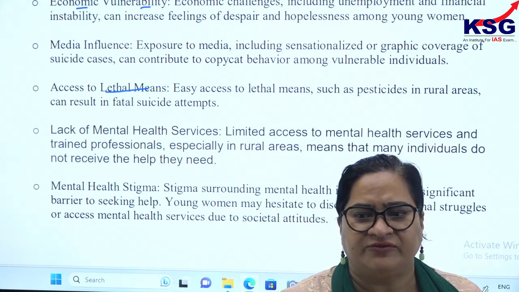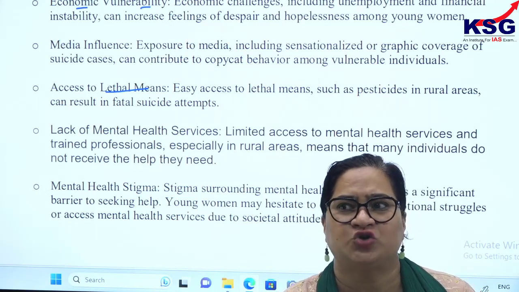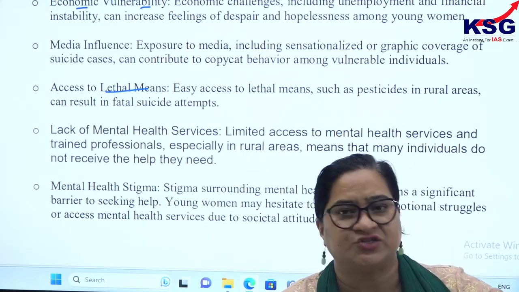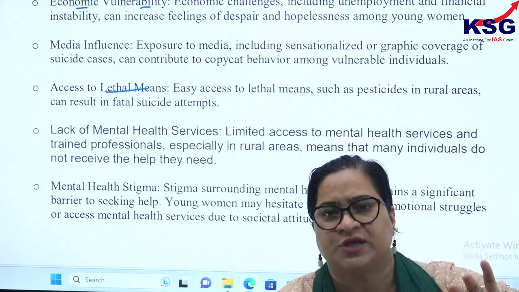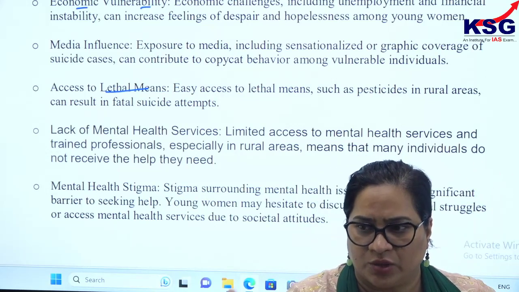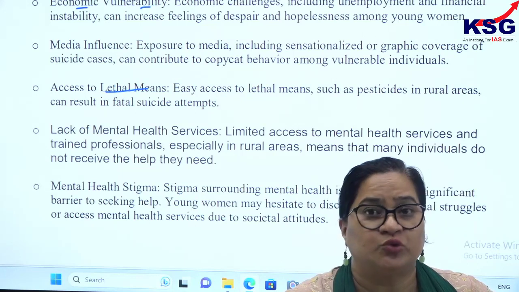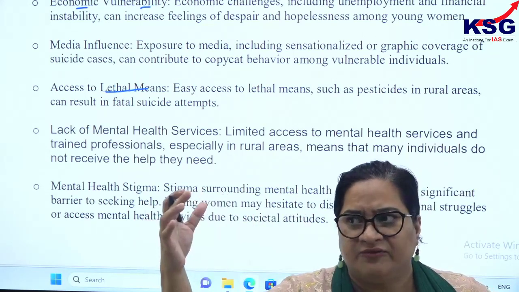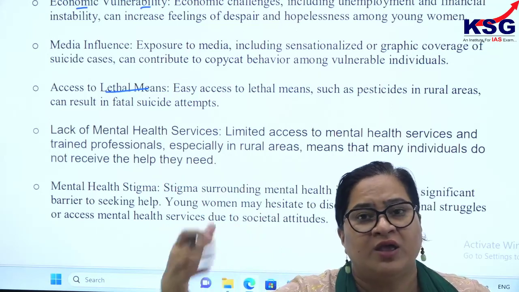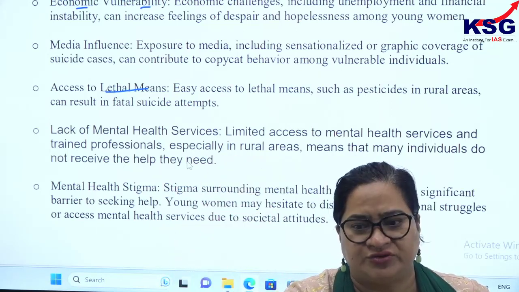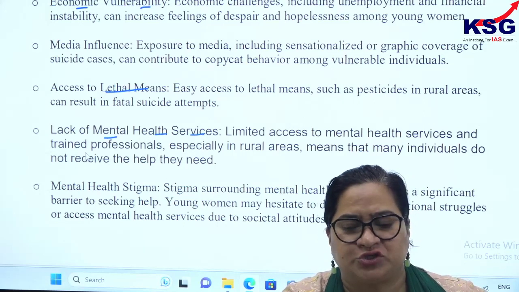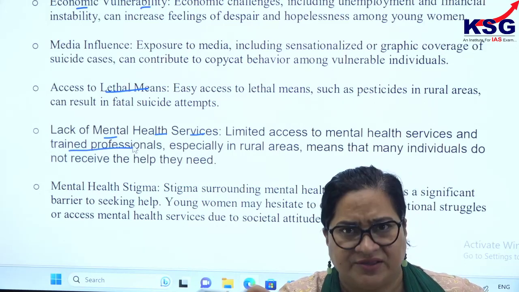So it was observed that access to pesticides or rat poison encouraged it, or even access to kerosene that a person could just spread on oneself and then douse into fire. So that was also found to be leading to suicide. We can say these are potential aids, or tools which are around you, and you are already undergoing mental distress. So there is a lack of mental health services, whereby trained professionals, especially in rural areas, are not reaching out.